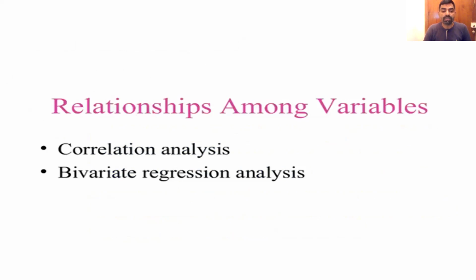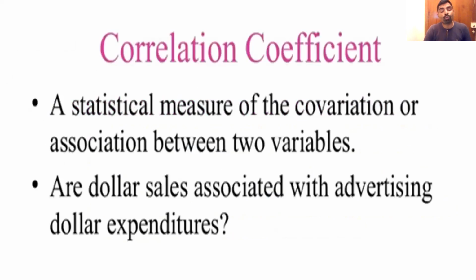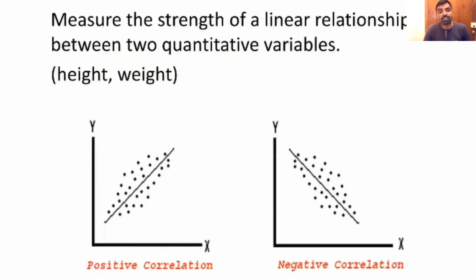Relationships among variables, that is correlation analysis. Second one, bivariate regression analysis. Here, the correlation coefficient is a statistical measure of the covariation or association between two variables. An example is the dollar sales associated with advertising dollar expenditure. It measures the strength of a linear relationship between two quantitative, that is numerical, variables. That is, for example, height and weight.